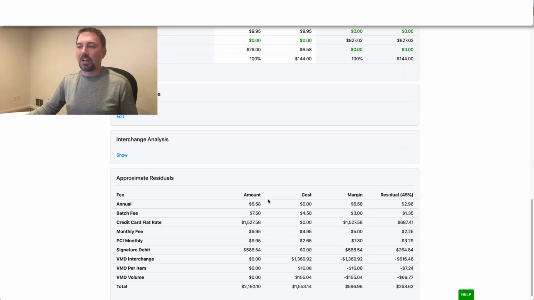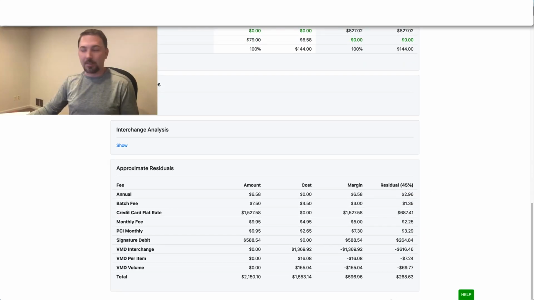You could also even scroll down a little further and even see your residual information. So whatever your residual percentage is, we can put that in there. And whether it's you or your agents, you can actually see where the margin is coming from and how much you are going to make. So on this one, the total margin was $600 and the residual is $268.63.